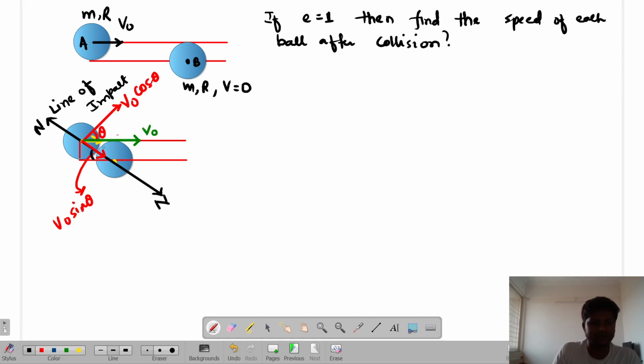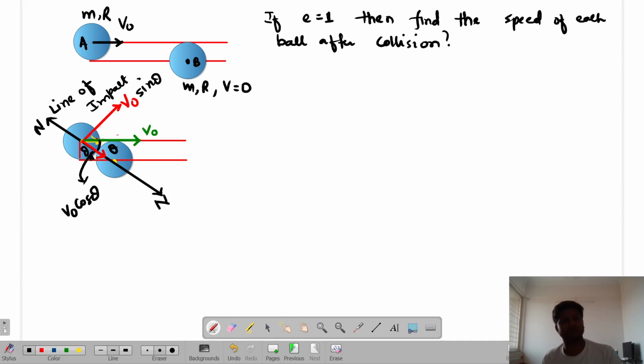Sorry, wait. The easier task is to take this as theta. That will give the right conclusion. So I'll just change it. Let us keep this as angle theta. So this becomes V naught cos theta, and this becomes V naught sin theta, because it makes our calculation a little bit easy. Because if this angle is theta, this angle can also be given as theta. Are you able to get me or not?